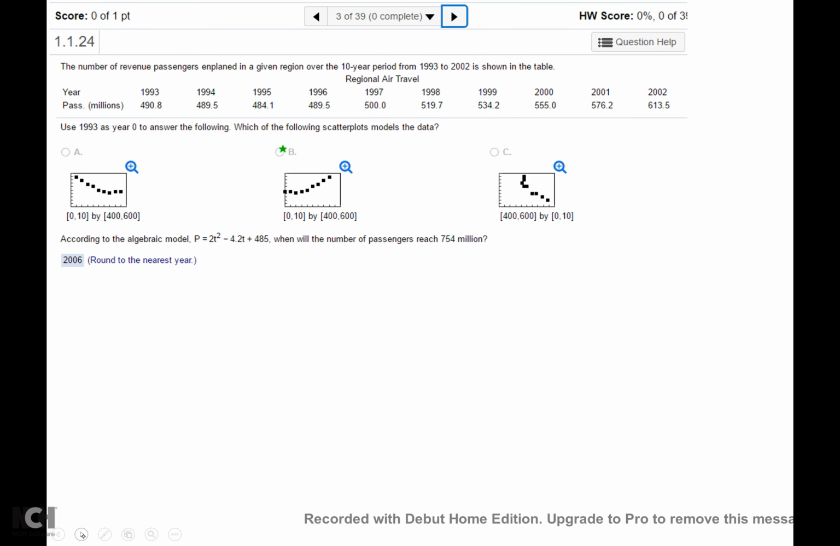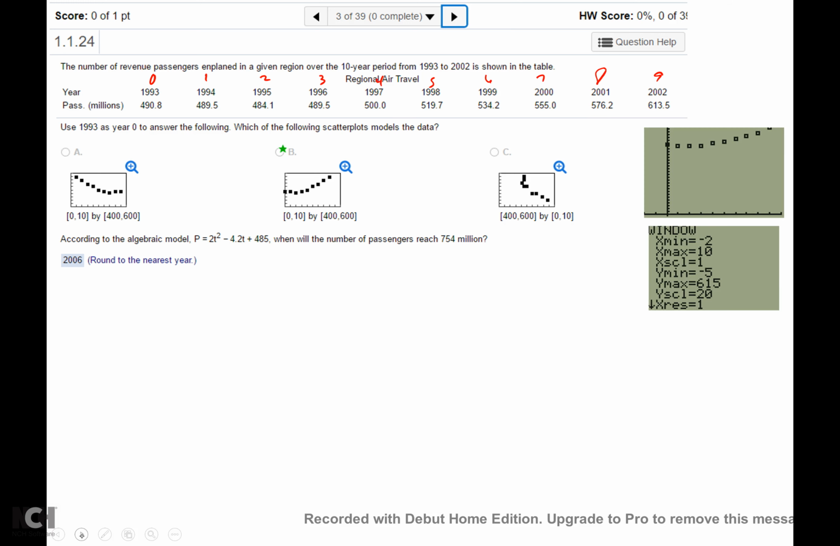All right, so it says the number of revenue passengers enplaned in a given region over the 10-year period from 1993 to 2002 is shown in this table. It says use 1993 as year zero, so this is going to be 0, 1, 2, 3, 4, 5, 6, 7, 8, 9. And to answer the following, which of the following scatter plots model the data?